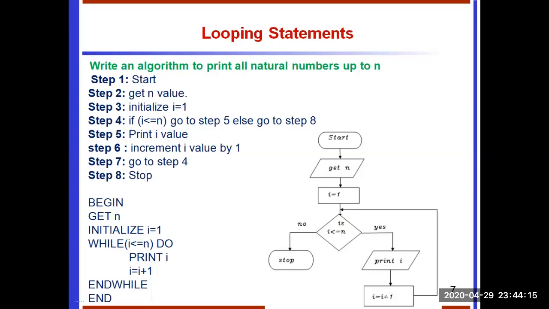See the flowchart here. Get the limit value, set the initial value, check the condition. If this condition is true, execute the print and increment statements continuously. When this condition goes false, it will stop. This is the same example in pseudocode. This is the way we have to draw the flowchart and write the algorithm and pseudocode for a looping statement.